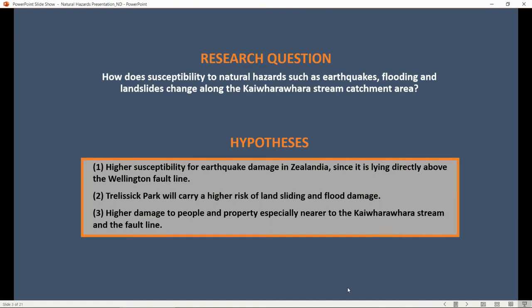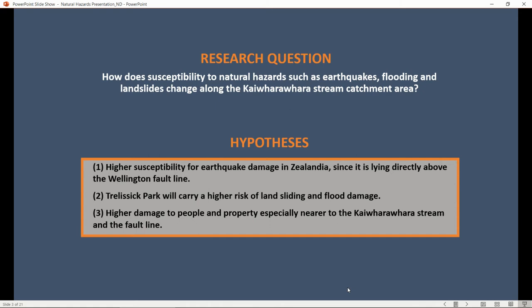Our research question was, how does susceptibility to natural hazards such as earthquakes, flooding, and landslides change along the Kaiwharawhara stream catchment area? To answer this question, we gave the following hypotheses. Higher susceptibility for earthquake damage in Zealandia since it's lying directly above the Wellington fault line. Treslip Park will carry a higher risk of landsliding and flood damage. Higher damage to people and property, especially nearer to the Kaiwharawhara stream and the fault line.